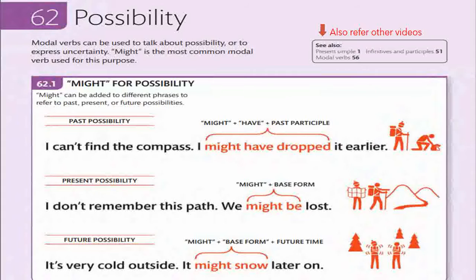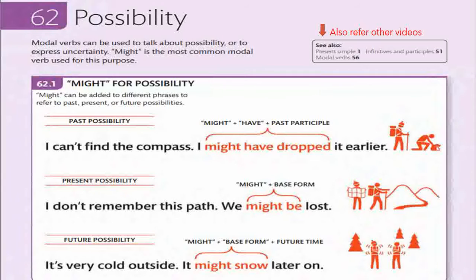Possibilities, and how is this modal different from other modals? There are certain words that show possibilities. That means modal verbs can be used to talk about possibilities or to express uncertainty. Might is the most common modal, very much used to show possibilities. Possibilities are shown by other modals also, like can, may, etc. But the most common one is the word might. So we are going to explore using the word might, where it can show possibilities as well as uncertainty.